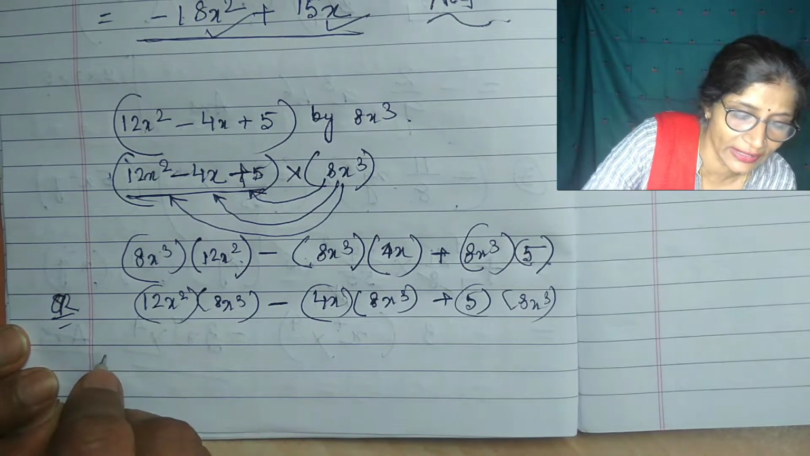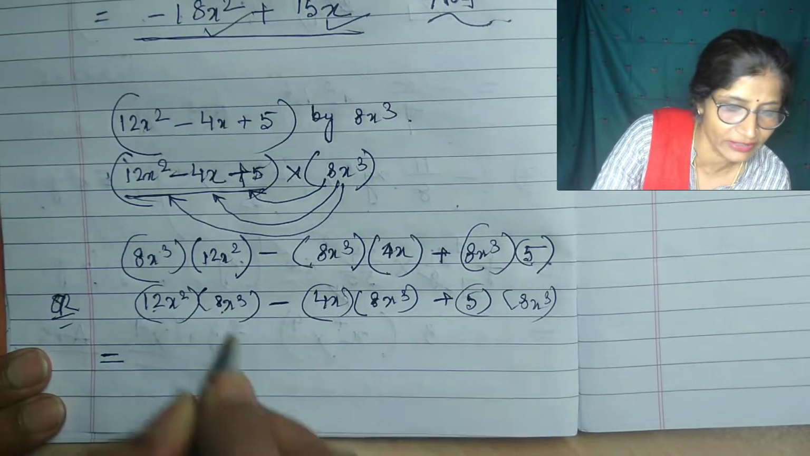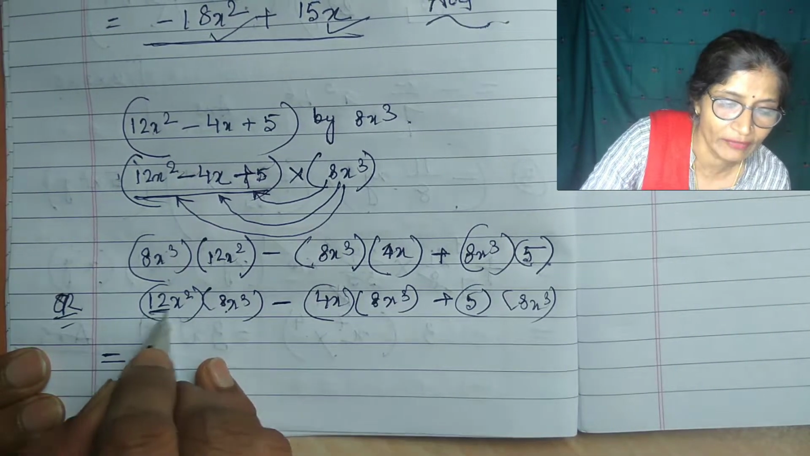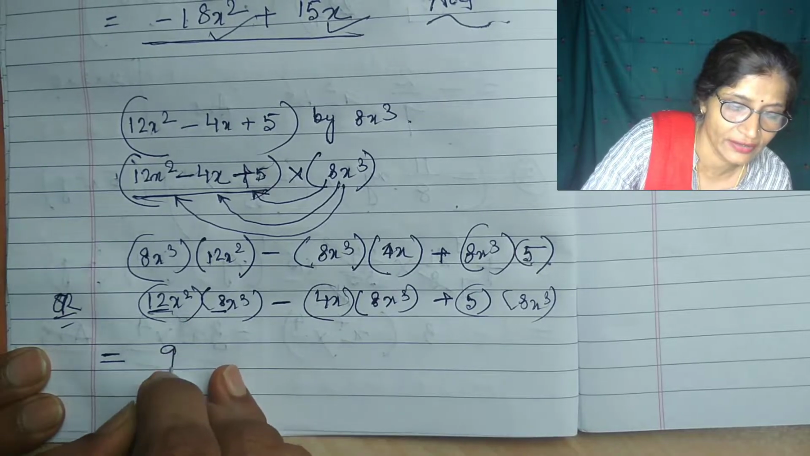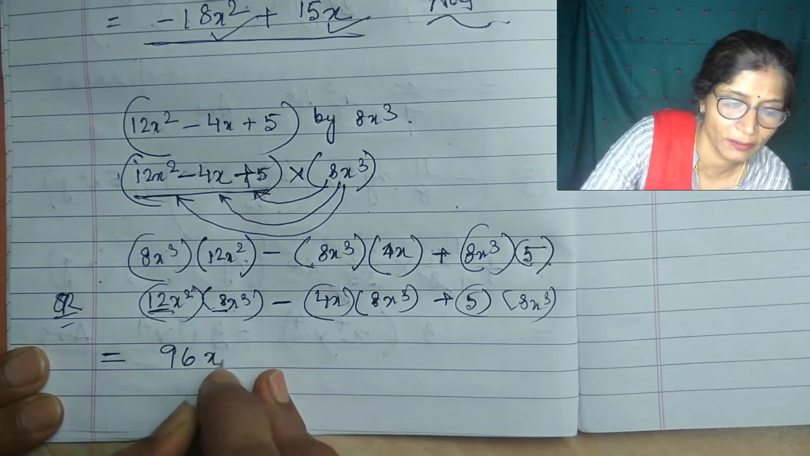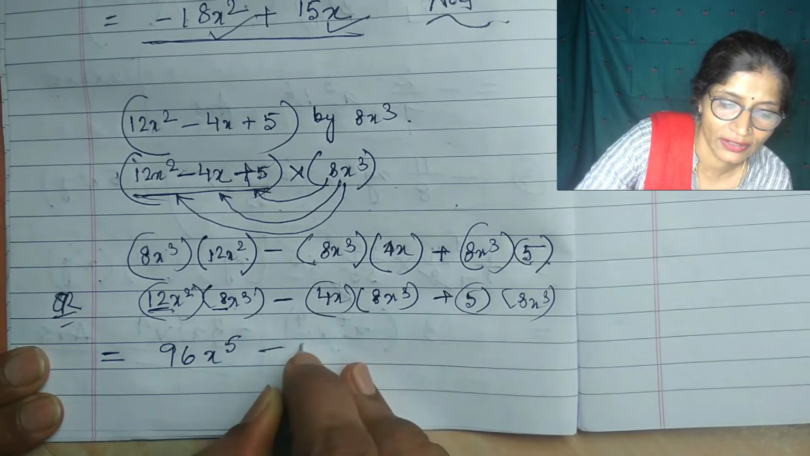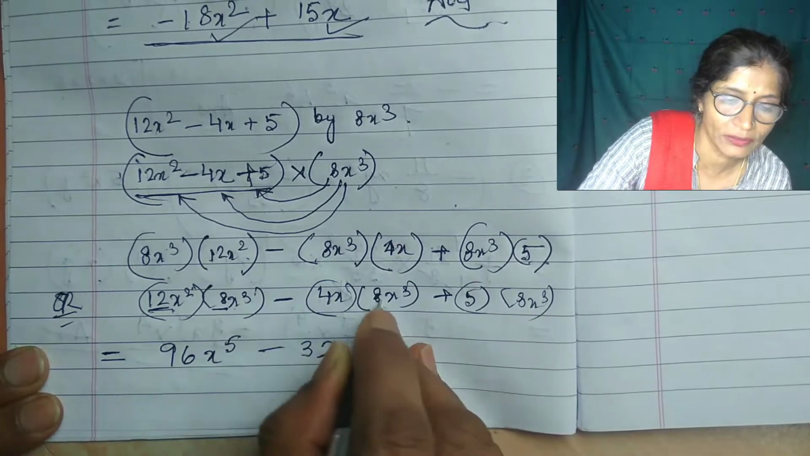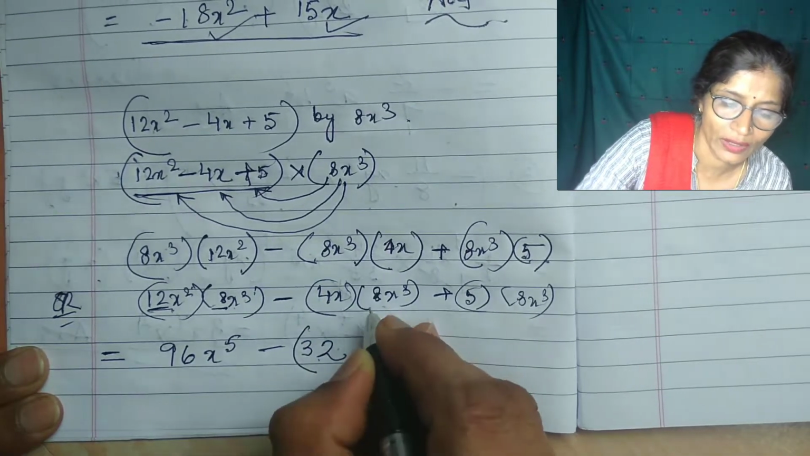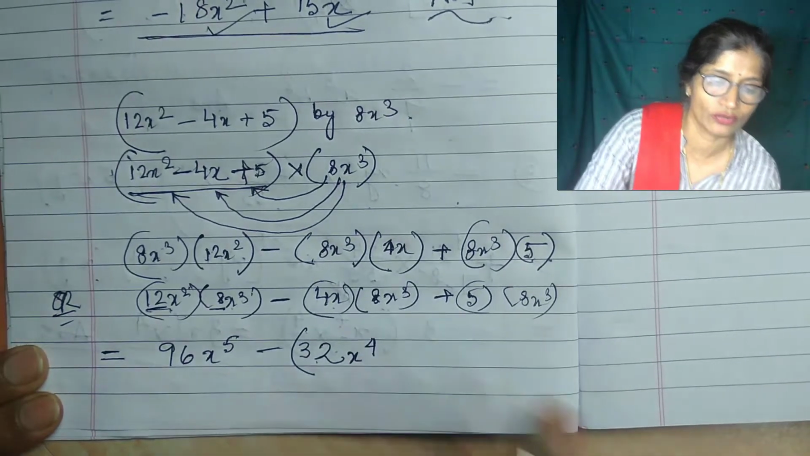So this and that is equal to what? Plus into plus is plus. First I will think about the sign. Then 12 into 8 is 96. And x to the power 2, x to the power 3, so 3 plus 2, 5. Powers will be added. Minus 32. Plus into plus, plus 32. And x will be x to the power 4. 3 and 1, 4.